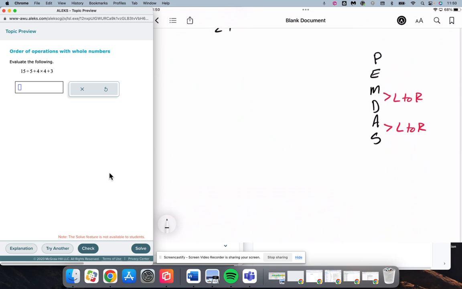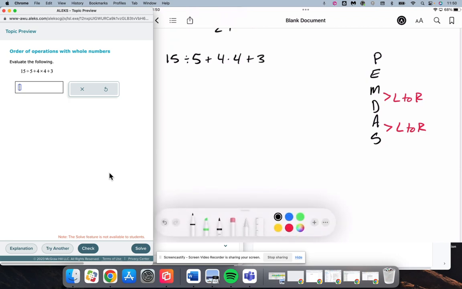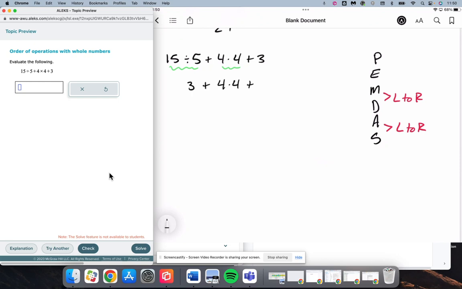We have 15 divided by 5 plus 4 times 4 plus 3. Parentheses, no. Exponents, no. Multiplication or division, yes. We do that from left to right. 15 divided by 5 is 3 plus 4 times 4 plus 3. Multiplication is going to be our next piece. 3 plus 16 plus 3. 19 here plus 3. 22.